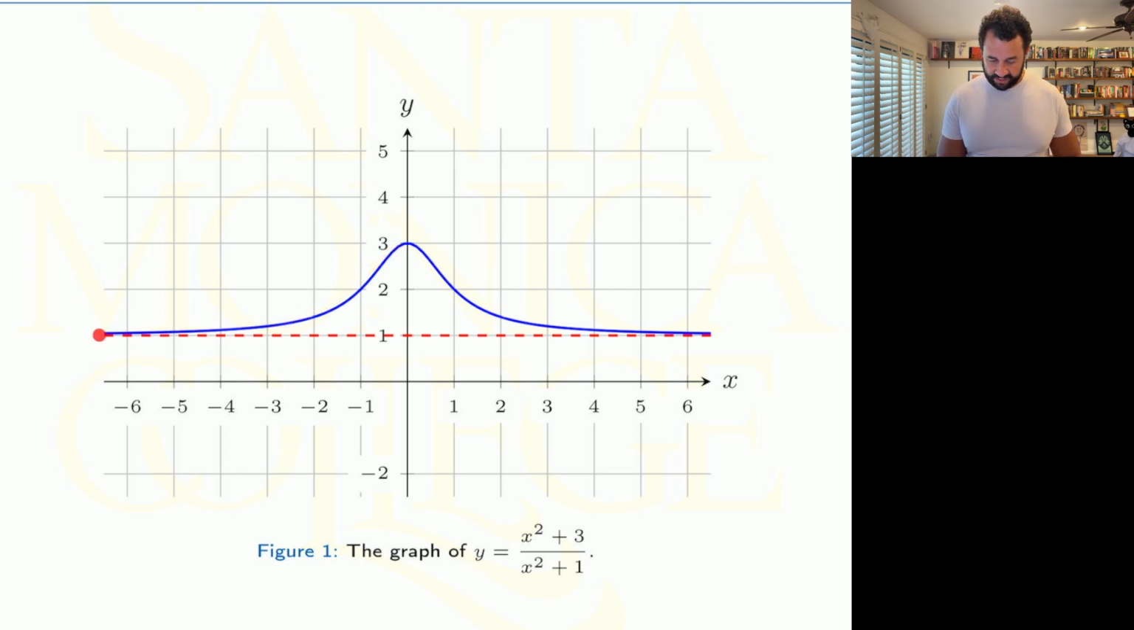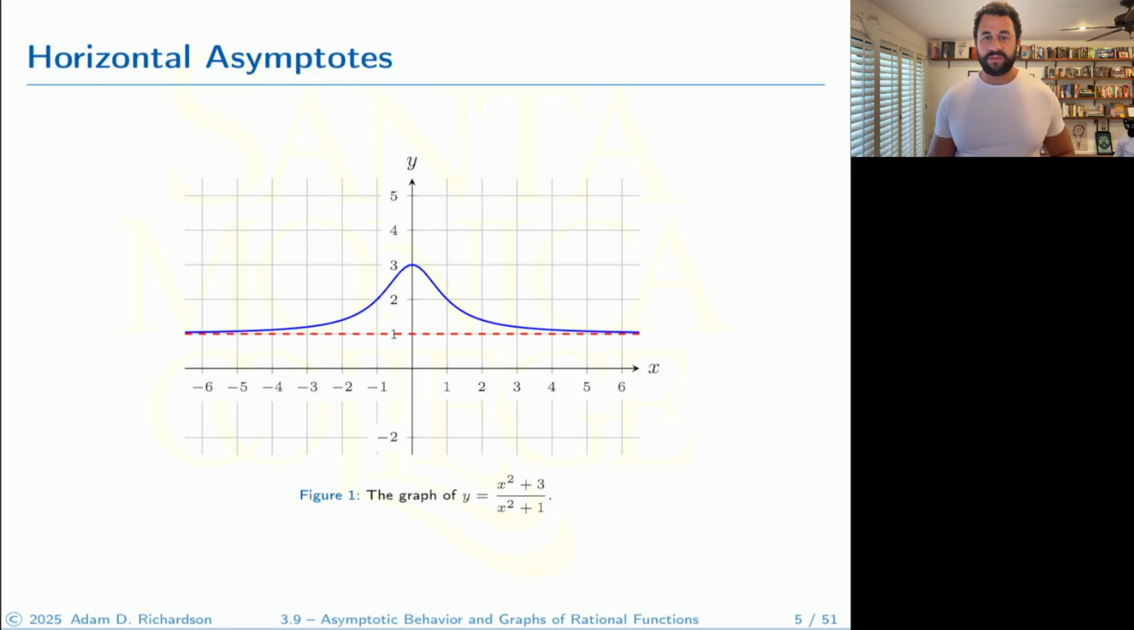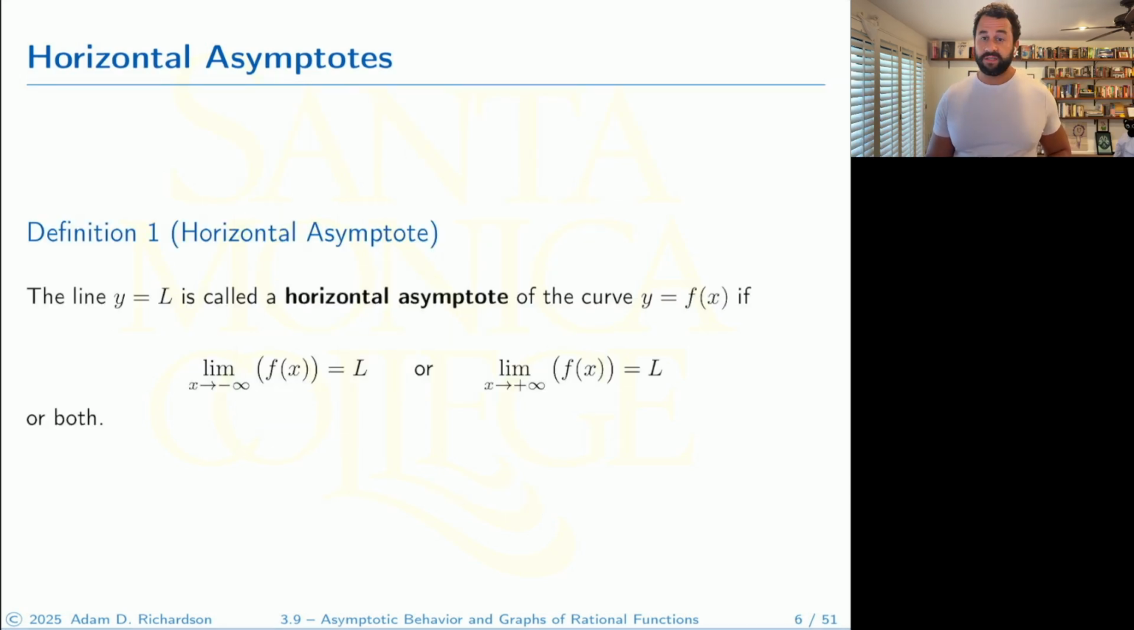So what's happening here is this dotted red line is a horizontal asymptote of the function. So what is a horizontal asymptote? We need a specific definition, and then I'm going to show you some examples of it to kind of hammer things home. So here's the specific definition.